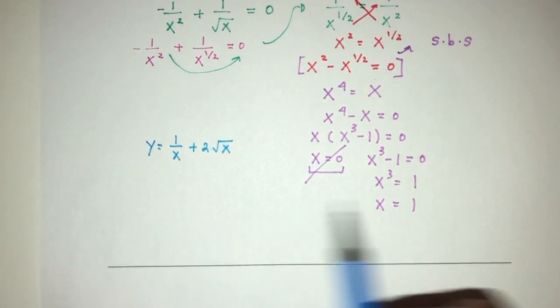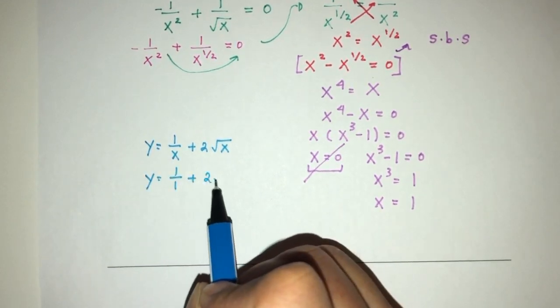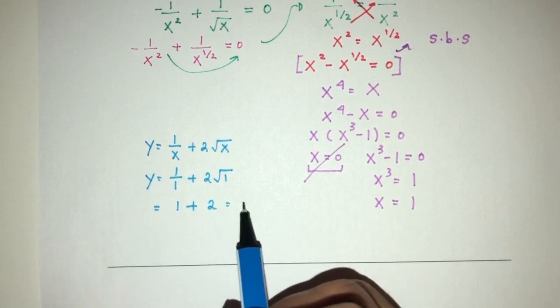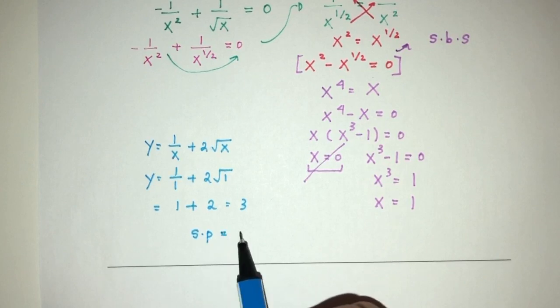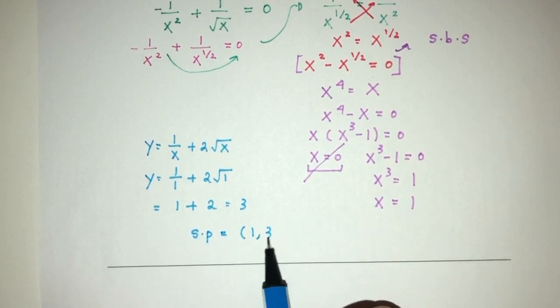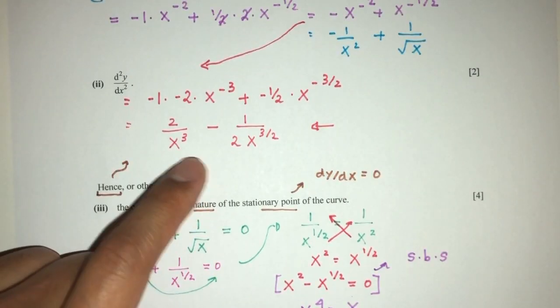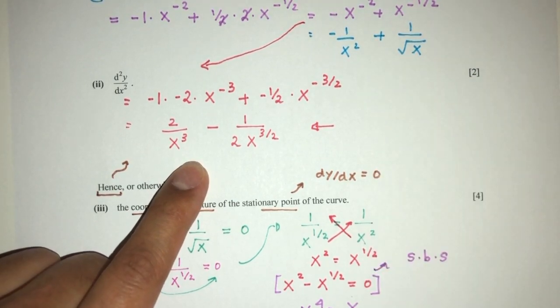So let's do that. x equal to 1 will give y equal to 1 over 1 plus 2 root 1. That will be 1 plus 2, that should be 3. So the stationary point is eventually (1, 3). Now we have to find the nature of the point. To find the nature, we just use d2y by dx2. So let me continue here with a different color, of course. Let me use black.